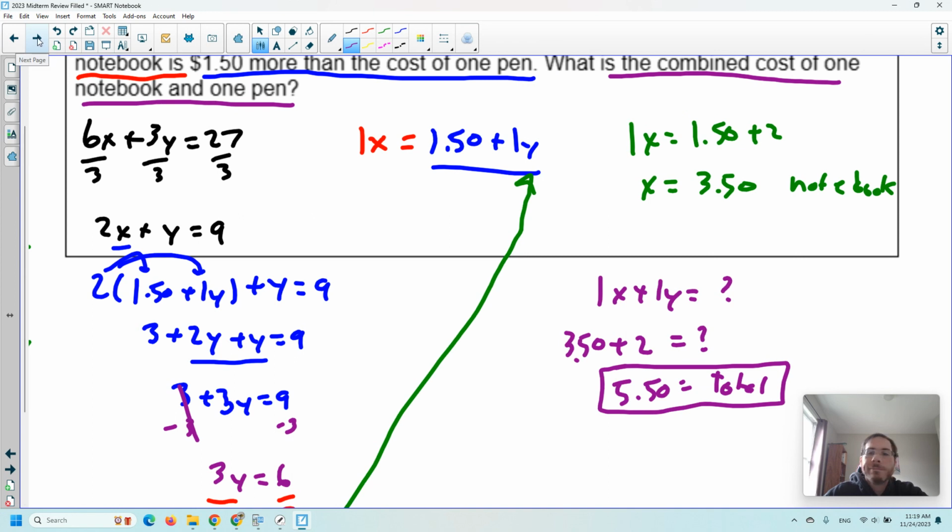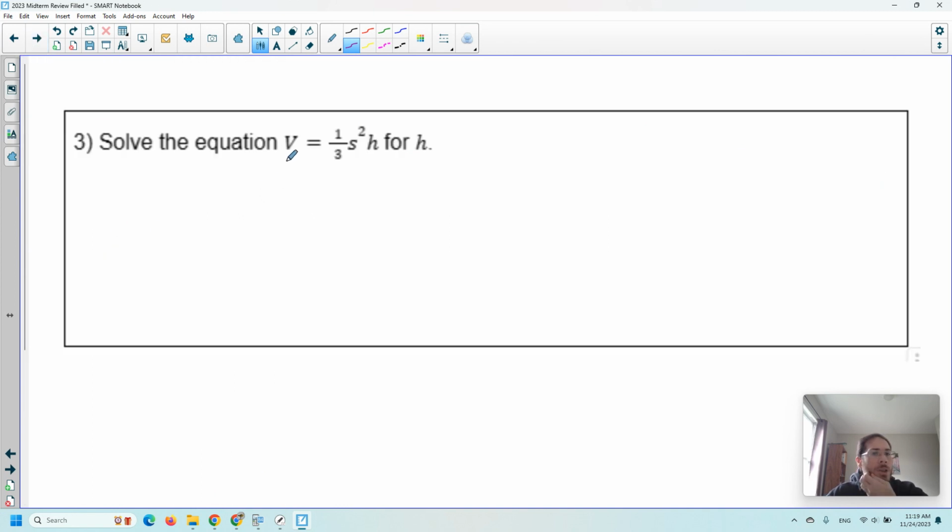All right. For number 3, solve this equation for h. So this one is one of the literal equations. So again, we're trying to get h by itself. So we see right now h is not by itself. I see I'm dividing by 3. So what I'm going to do is multiply both sides by 3. So I'm going to do that at first.